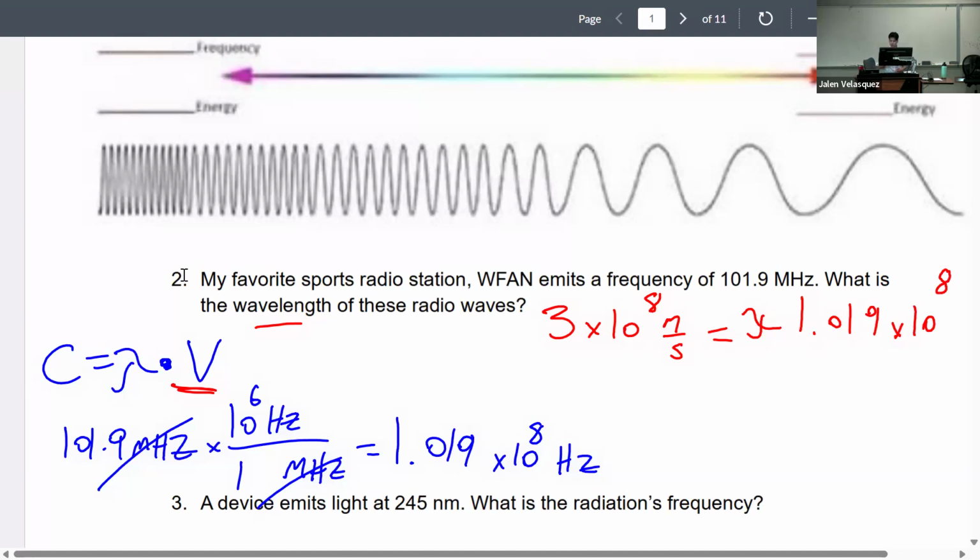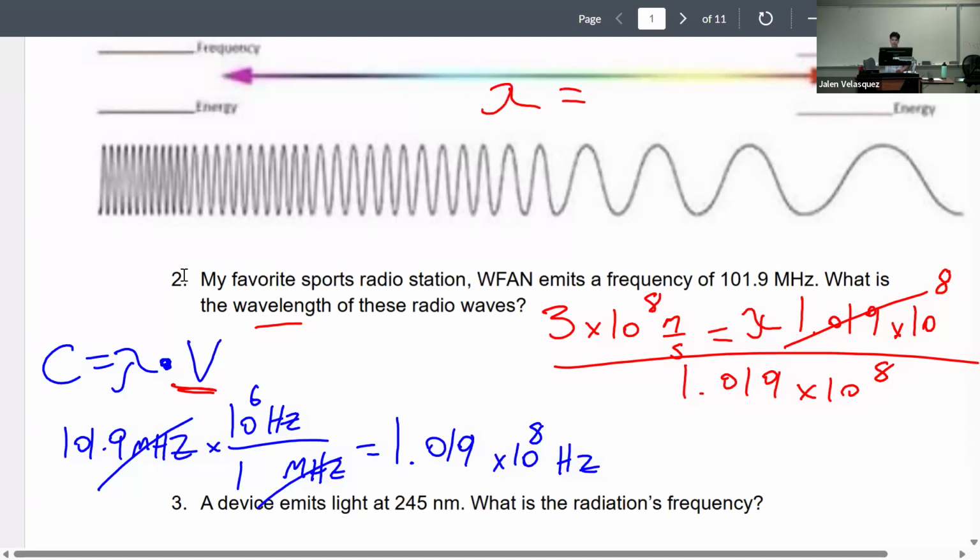So how do we proceed from here? We're solving for lambda, right? So it's just some algebra from here. Solving for the unknown, we're going to divide both sides by our frequency. So this cancels off, right? If you're one of the people that like to rearrange the equation before doing it, that's fine. The way you rearrange it is you would say that lambda is the speed of light divided by frequency, which is what I'm doing here.